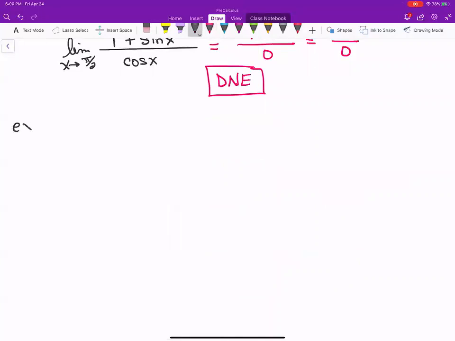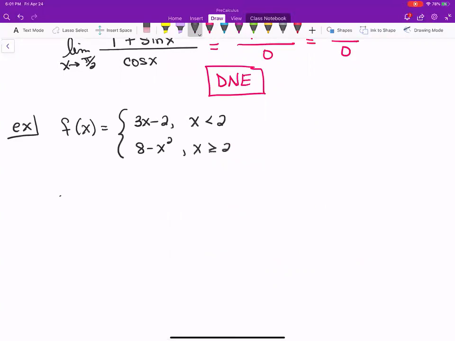All right, so let's take, and again, you had some of these in your practice, but still gonna do it. Let's say that f of x is the piecewise function 3x minus 2 when x is less than 2, and 8 minus x squared when x is greater than or equal to 2. And I'm going to ask you, what is the limit as x approaches 2 of f of x?